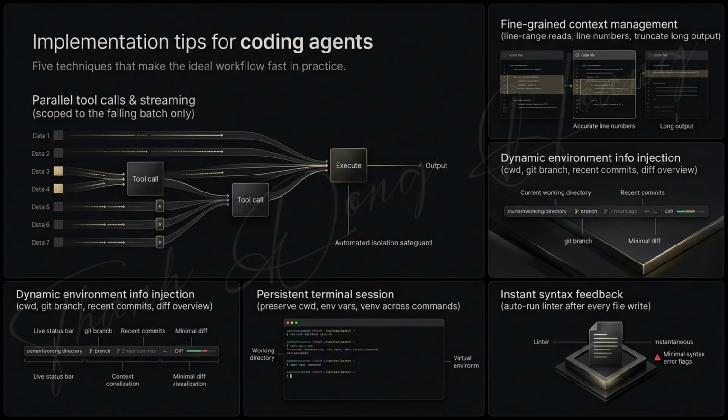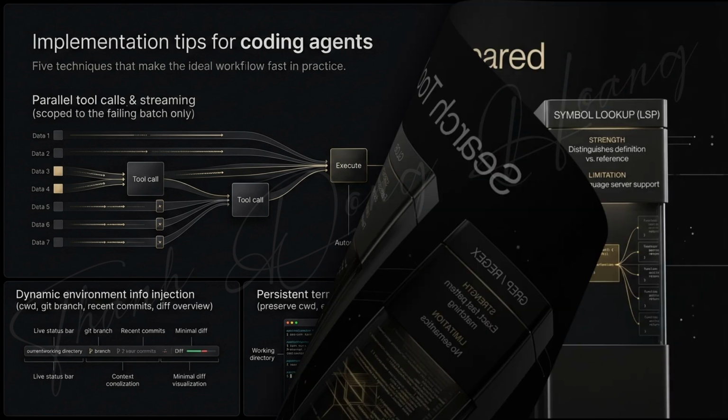5 techniques close the gap between an ideal workflow and a fast, responsive system. Tool calls run in parallel and start executing as soon as their parameters validate. Files are read in ranges with line numbers attached, so edits stay unambiguous. A live status line injects the current branch and pending changes. A persistent terminal session preserves working directory and environment variables across commands. And every file write triggers an immediate syntax check, like an editor flagging an error the instant you make it.